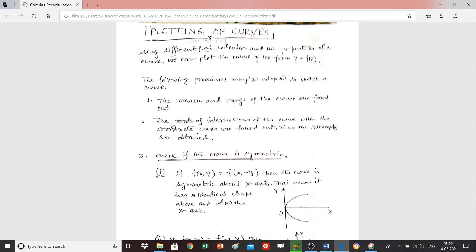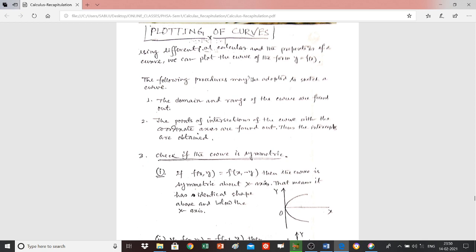Suppose that we are given a function y equals f(x). Using the knowledge of calculus and the properties of the given curve, you can plot that curve on a graph. But before plotting a curve on the graph, you have to remember the following topics or information.